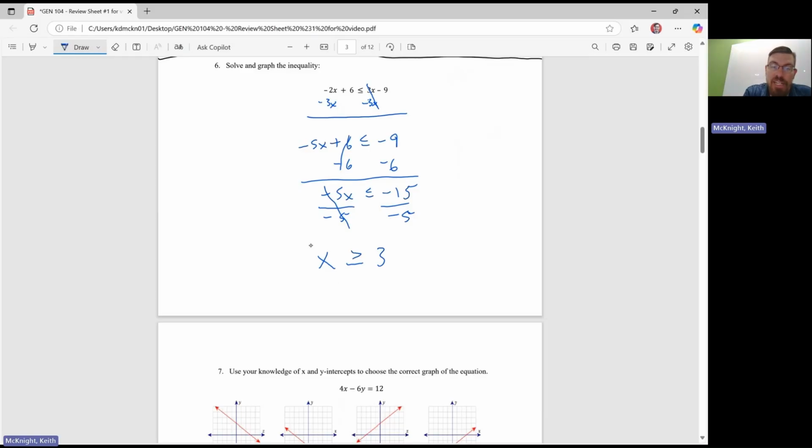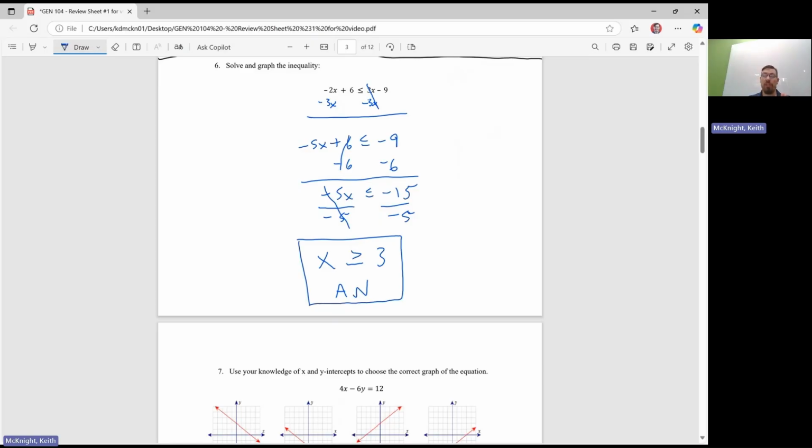This answer is in algebraic notation, so this is called algebraic notation. And this is one form of our answer. Our algebraic notation says that x needs to be greater than or equal to 3. Now, there are different notations for inequalities, though. We have what's called interval notation, and we have a graph that we can do.